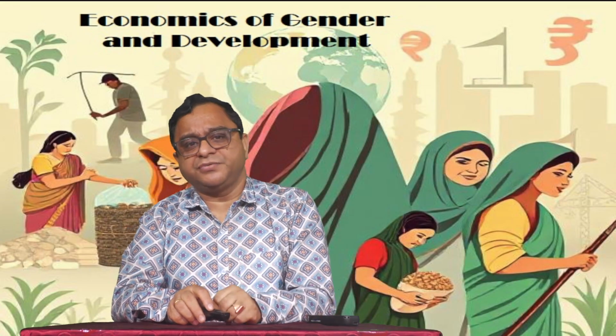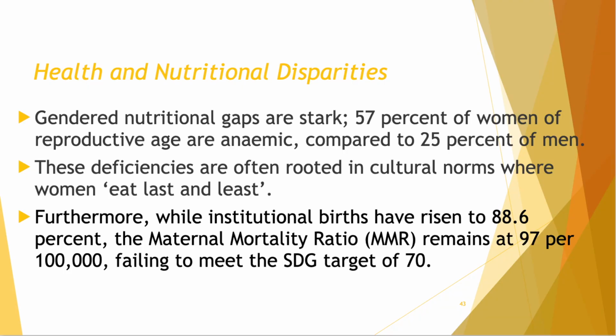Gender nutritional gaps are stark. 57% of women of reproductive age are anemic compared to 25% of men. These deficiencies are often rooted in cultural norms where women eat last and least. Furthermore, while institutional births have risen to 88.6%, the maternal mortality ratio remains at 97 per 1 lakh live births, failing to meet the SDG target of 70.